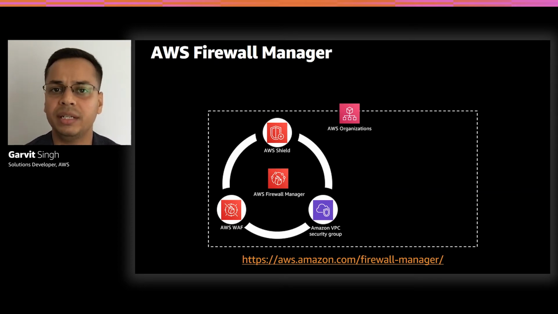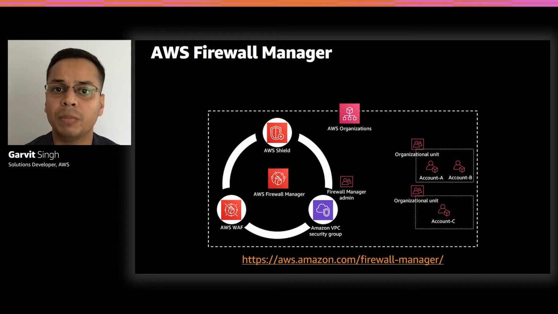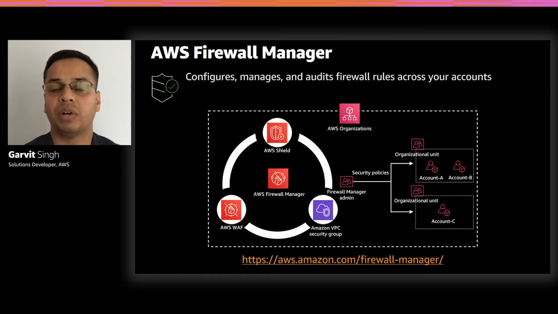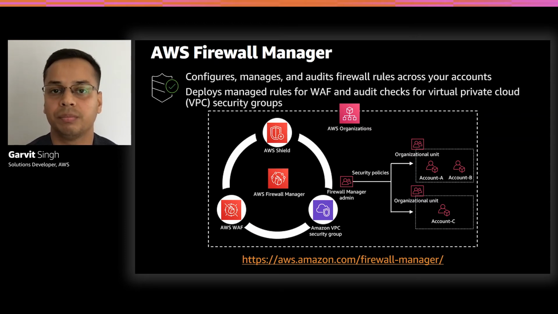AWS Firewall Manager integrates with AWS Organization, where you have to delegate one member account as the Firewall Manager admin account, and you might have several other organizational units in your organization. The Firewall Manager admin account takes care of implementing and controlling the security policies across the entire organization. So what Firewall Manager essentially gives us is it allows you to configure, manage and audit firewall rules across your entire organization from a single place. And you can use the AWS managed rules for WAF and audit checks for security groups.